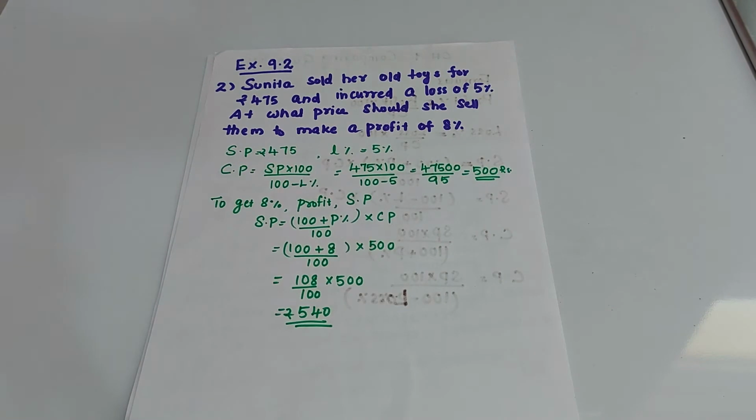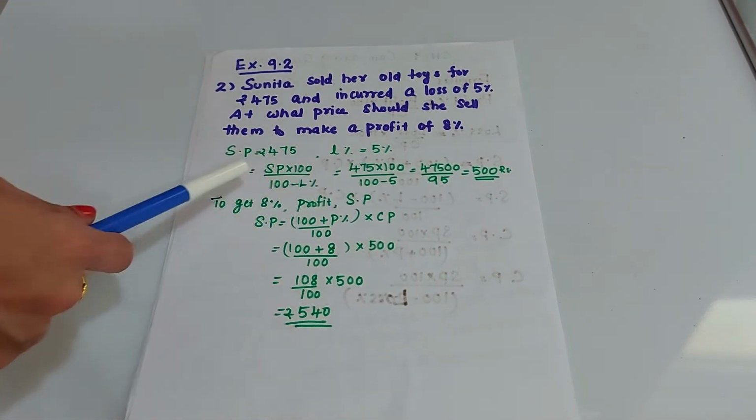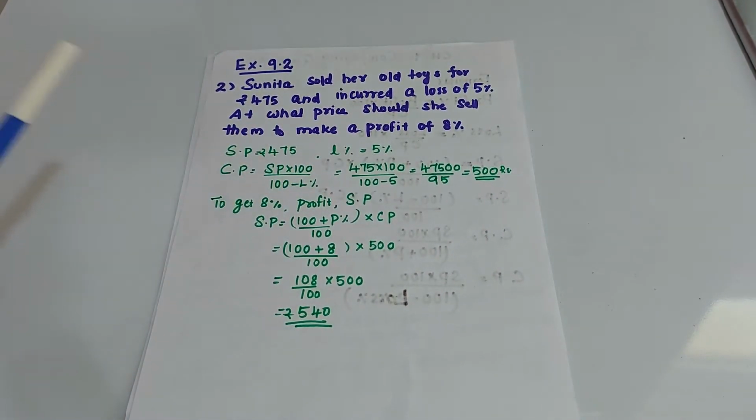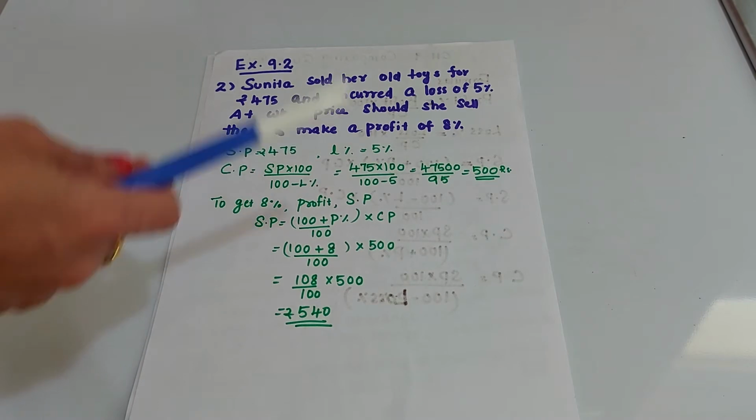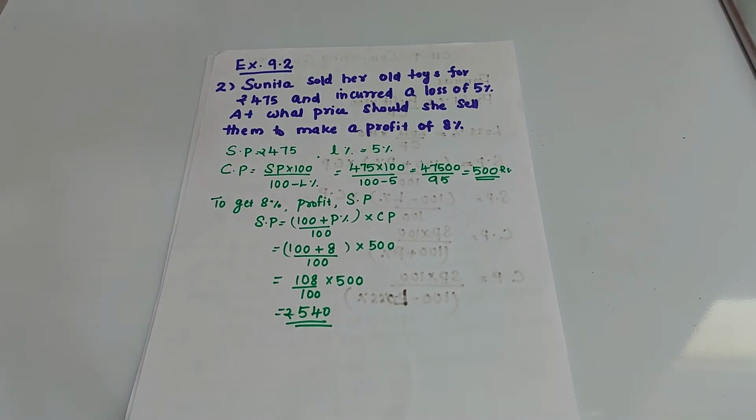Here SP is 475 and loss percentage is 5, so we will get 47,500 divided by 95, which is equal to 500 rupees. So the cost price is 500 rupees. Now we got the cost price. Now our question is, for what price she should sell them to make a profit of 8%. So you have to find SP for profit 8%.